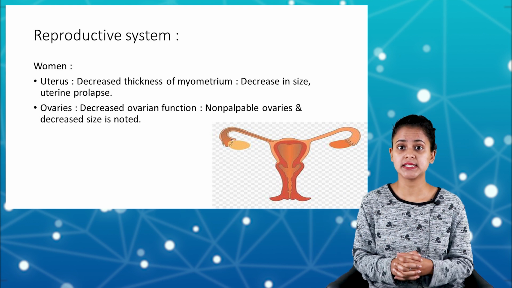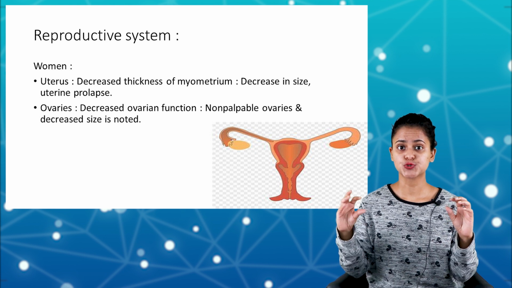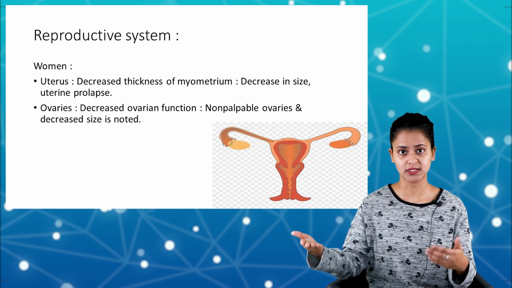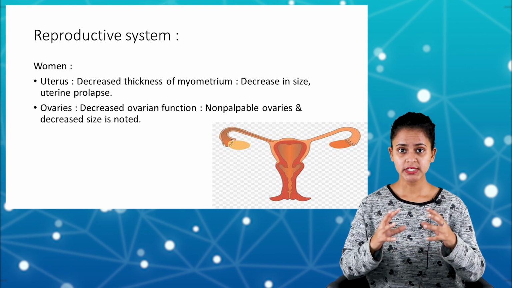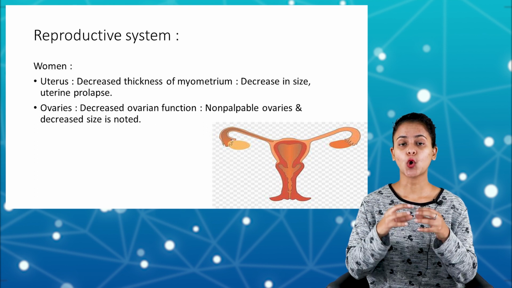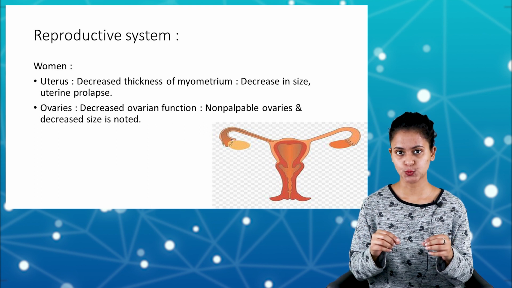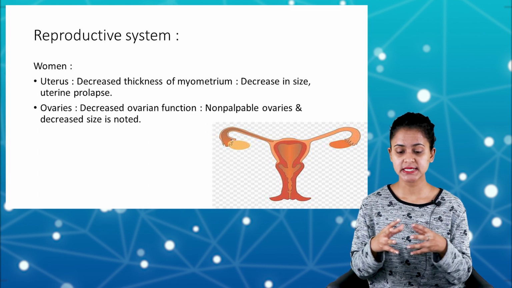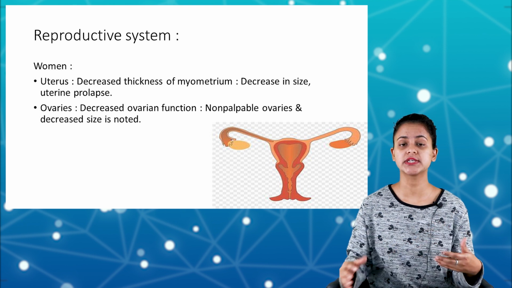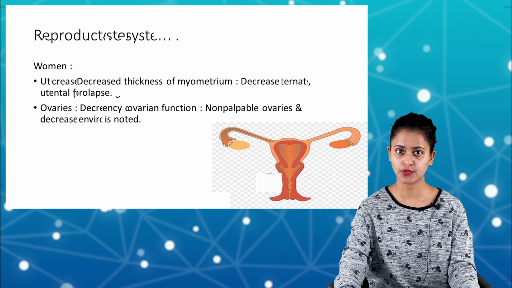Now we are going to see here that the woman will completely stop her ovulation and menstruation cycle with the aging process. So here we are going to see the changes related to the ovaries. Often there will be decreased ovarian function noted among the client. So basically we are going to see non-palpable ovaries, and decreased size will be noted with the increased age of the woman.